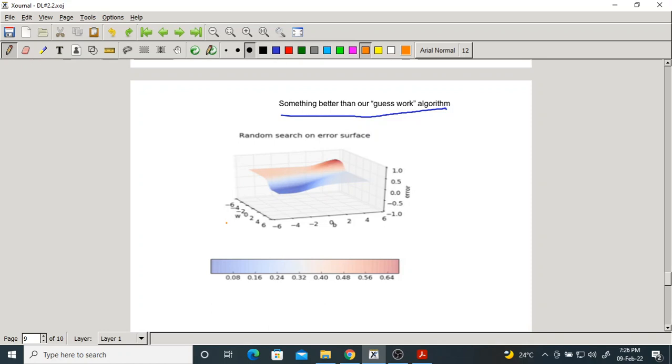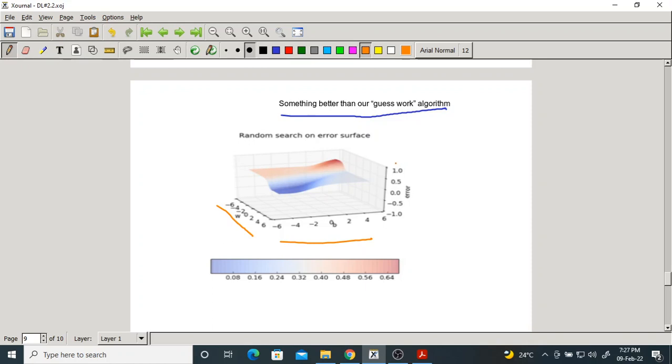But what is the problem with the error surface? We are not checking for all ranges of W and B. We are going from minus 6 to plus 6. It is also feasible, and it is somewhat better than the guesswork because we are taking all values of W and B from minus 6 to plus 6.